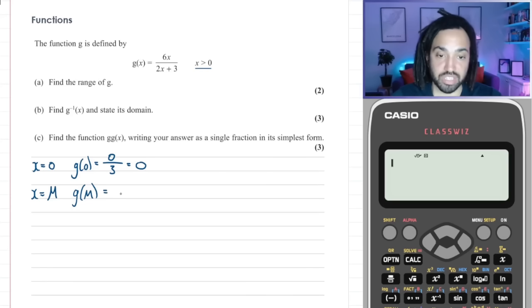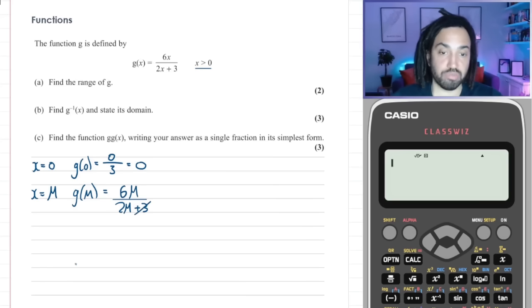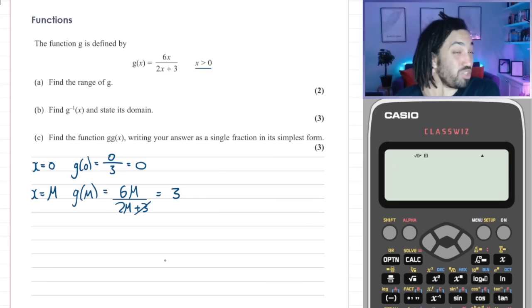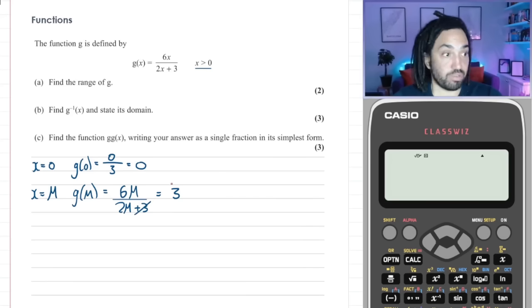Then we're going to get 6 lots of a huge number over 2 lots of a huge number plus 3. Now, because that number is so big, the plus 3 really doesn't matter at all. So we're left with just 6m over 2m, which is just 3. So when you get a huge number, this function is going to tend towards 3. It won't actually hit 3 because there is this tiny plus 3 on the bottom, but it's going to tend towards it. So that means that we are stuck in between 0 and 3.